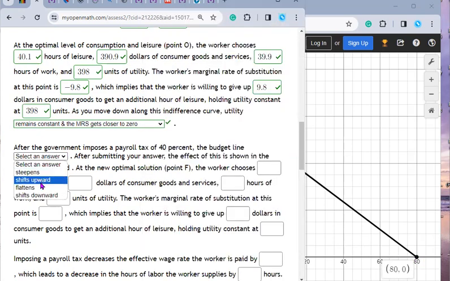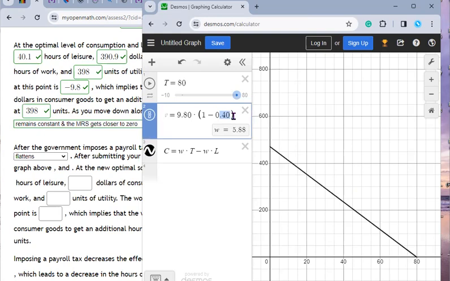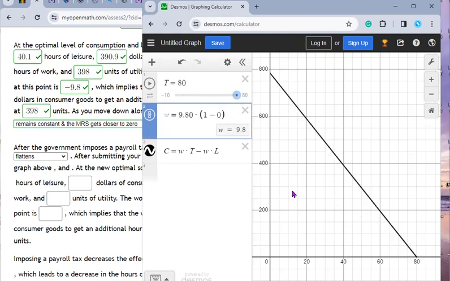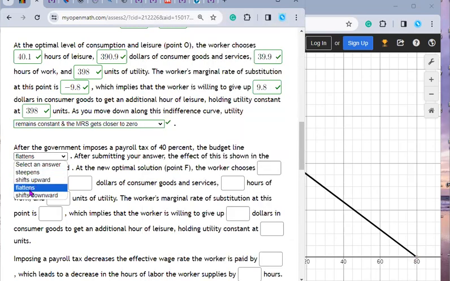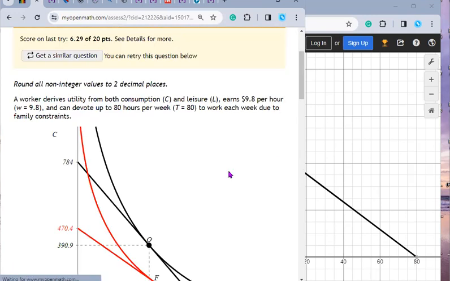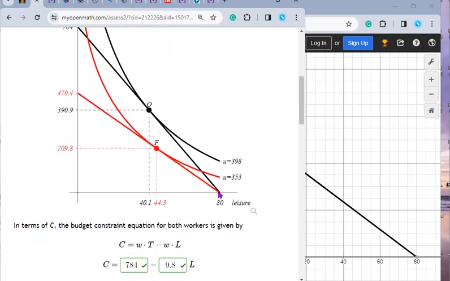So the budget line does what? It flattens. It got flatter, right? When there was no tax, this point was higher, this point was stationary, right? With the tax, this point is stationary, this point slid down. So the budget line flattens, right? And that's what you see here. The budget line flattens. It rotates counterclockwise via that point right there, right?